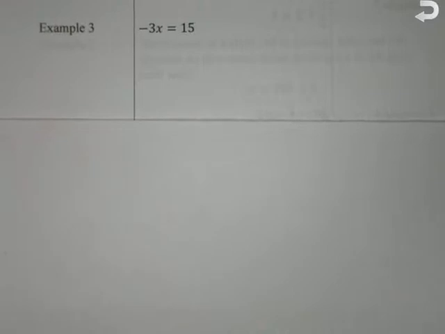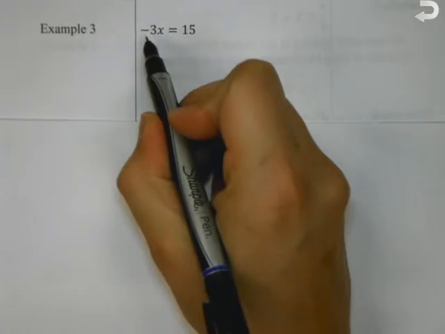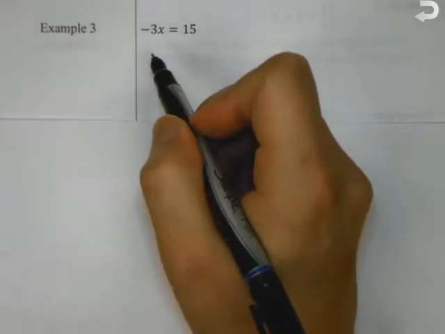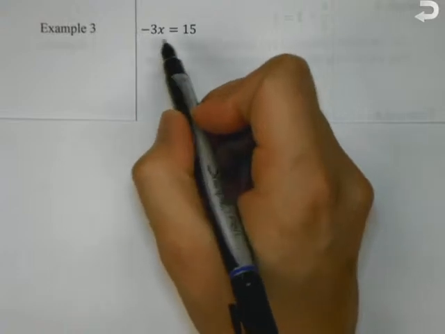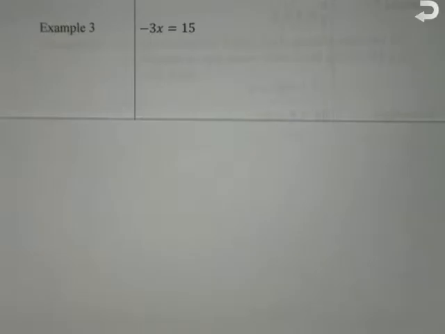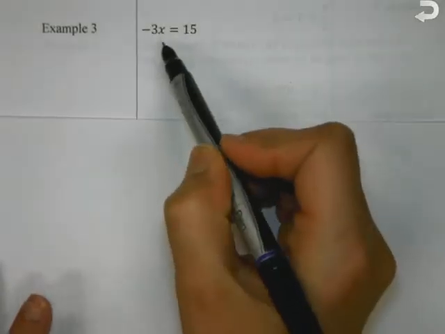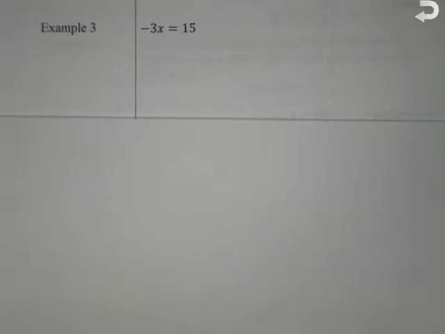Okay, negative 3x. How is this negative 3 attached to the x? Will you turn around to your neighbor and tell them how the negative 3 is attached to the x? Is it addition, subtraction, multiplication, or division? Okay, negative 3x is attached by multiplication. So what's the opposite of multiplication? Division. So we're going to divide both sides by negative 3.